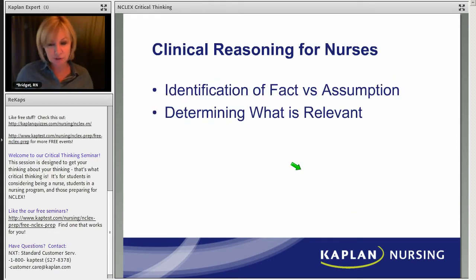So this is what nurses do. We're identifying a fact versus an assumption. Let's go back to our patient in the emergency room. They're saying, oh, my stomach hurts, I don't feel good, but I've been under a lot of stress lately. I'm probably okay, right? Got to be careful, right? Because you don't know if they're okay. You don't have enough information. So be skeptical. Don't make an assumption, and figure out the facts.